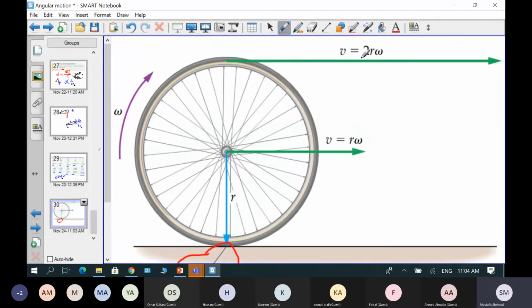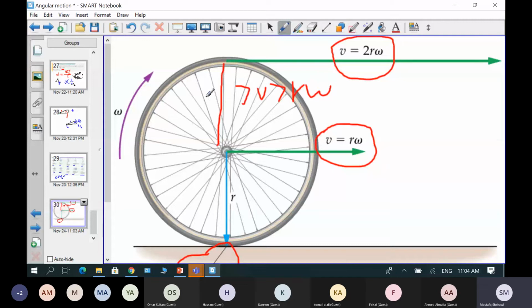And on the top here, we will have a speed of double r omega because we are rolling, with rotation. And the speed of the center of mass, the middle of the axis of rotation, has a speed of r omega only. In the middle here, the velocity will be greater than r omega and less than double r omega.